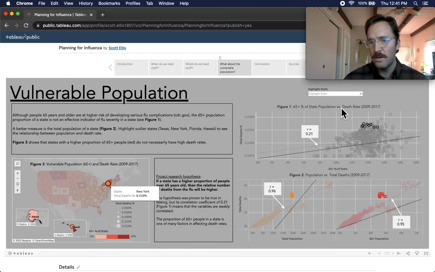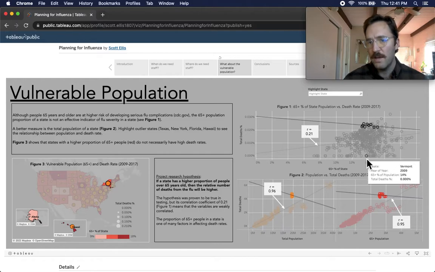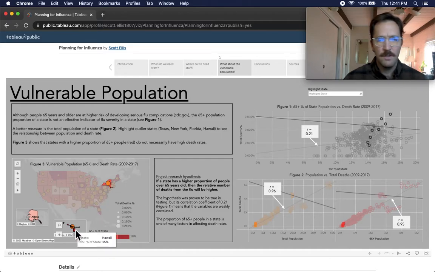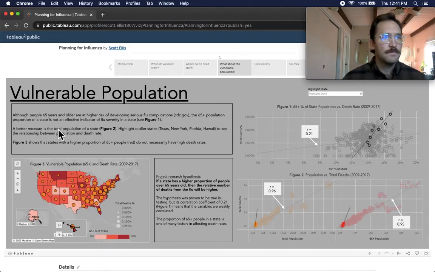And New York, we can see in Figure 1, has around a middle-of-the-pack vulnerable population proportion, but a very high death rate. And finally, Hawaii, our main outlier here, has a rapidly increasing death rate along with an increasing vulnerable population proportion. So the vulnerable populations are important to keep track of, but are not a main factor in predicting flu severity and staffing.